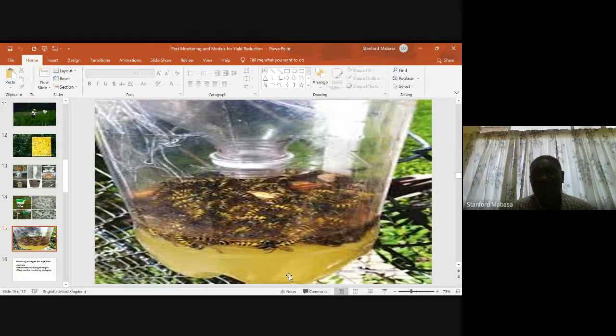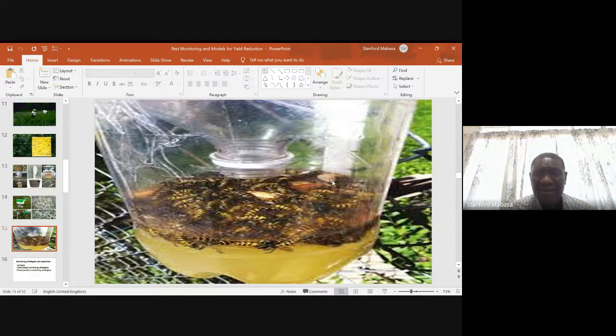Probably people can improvise in making simple traps. For example, this one, where you have this bottle inverted in this container. You can see all of these trapped insects which have to be counted.